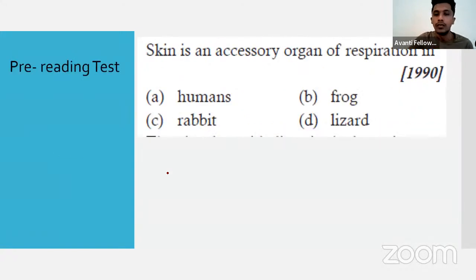Okay. So we have a second question here. Skin is an accessory organ of respiration in. So our options given are humans, frog, rabbit, and lizard. So again, you have 1 more minute to answer this question. You can answer now. Please type your answers in the chat box.